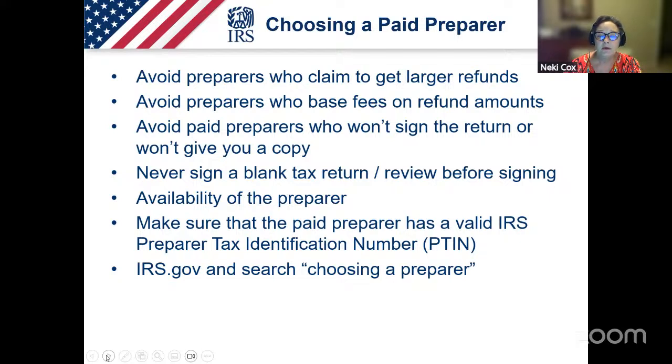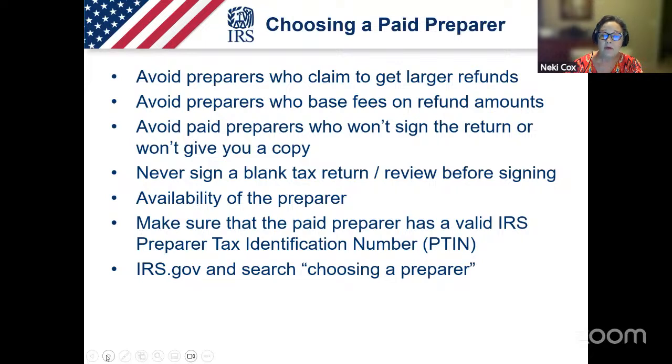Finally, you want to consider whether the preparer is going to be around, say, a year or two later after the return is filed and you potentially get caught up in an audit with it. So the IRS now has a registration and certification process for preparers. So to make sure that you're working with an honest and reputable preparer, you want to make sure that the paid preparer has a valid IRS preparer tax identification number, also known as a PTIN.